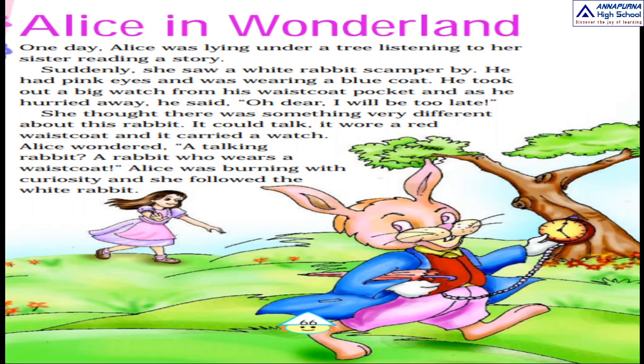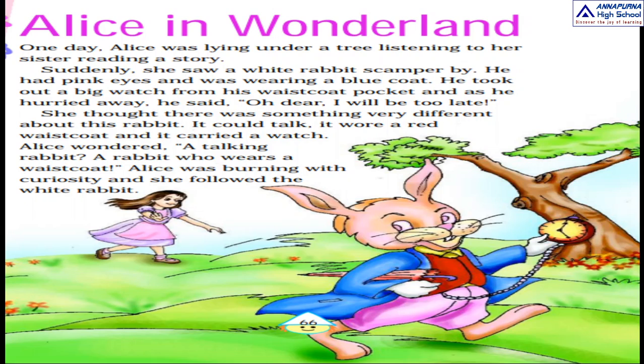And here the rabbit was very different. Why different? Because the rabbit had pink eyes and he was wearing a blue coat. And he had a big watch in his waistcoat pocket. And one more thing is, the rabbit could talk. Yes children, here the rabbit could talk. So children, have you ever seen a talking rabbit? No, but here the rabbit was very different. It could talk and the rabbit wore a red waistcoat and carried a watch.